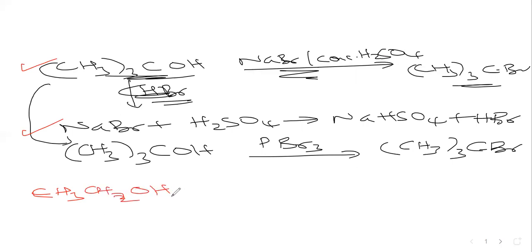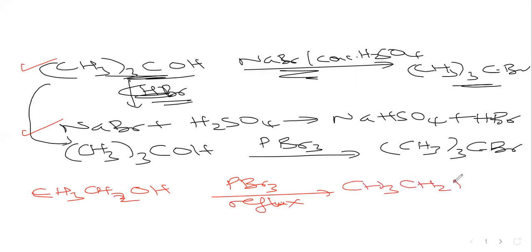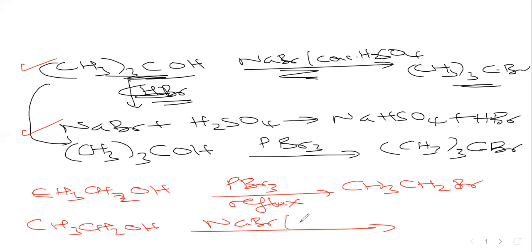And if you want that reaction to occur for primary alcohol, you must reflux. I want you to note that difference. This one requires you to reflux, so that you get CH3, CH2, Br. And in the same case, if you're using the first reagent, sodium bromide, conc sulfuric acid, and you want the reaction to occur to give you CH3, CH2, Br, still you must reflux.